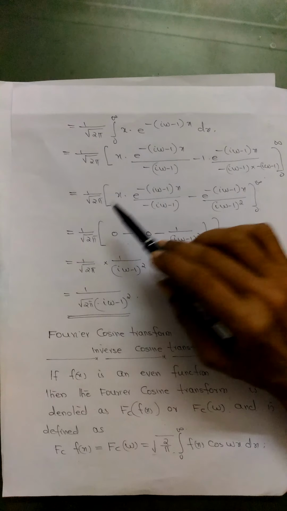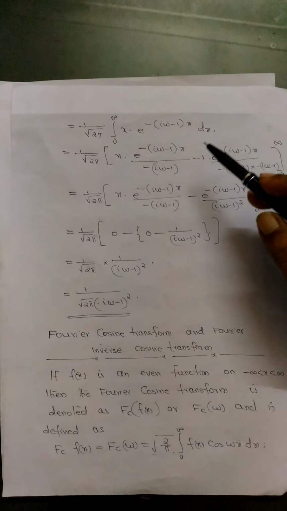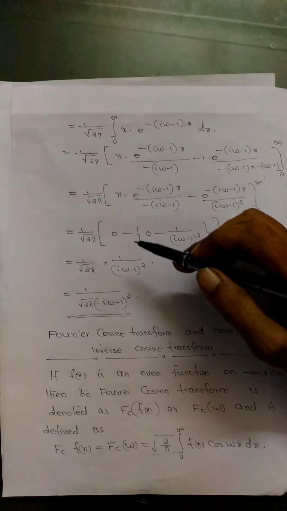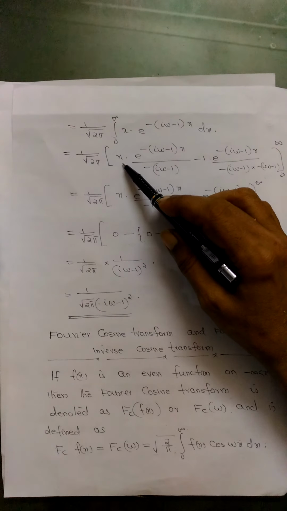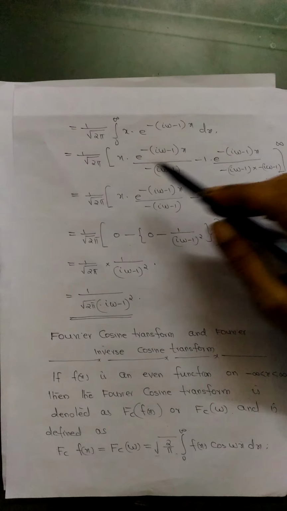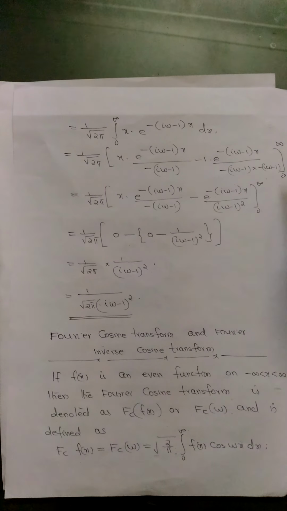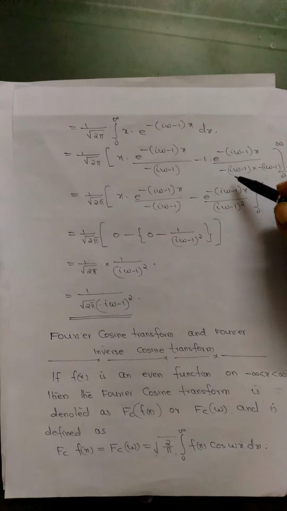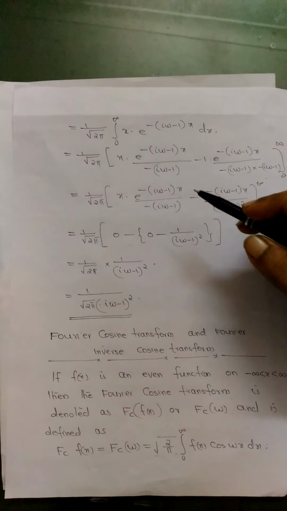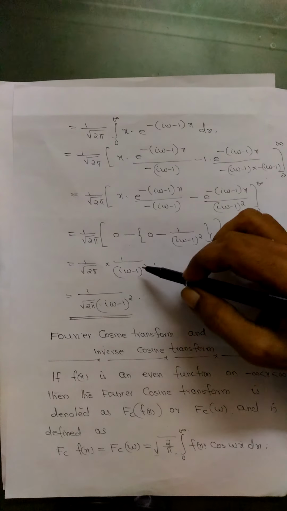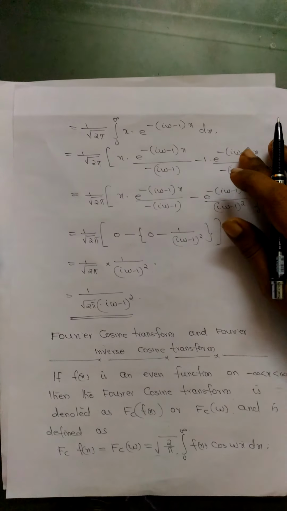So that is equal to 1 by root 2 pi, and we apply the upper limit infinity, then we get e raised to minus infinity, and we know the value of e raised to minus infinity is 0. So the first term becomes 0. Then minus, we apply the lower limit; the first term contains x, so applying the lower limit 0, this becomes 0. Then minus 1 by e raised to minus 0 is 1, by minus i omega minus 1 whole square. So that is equal to 1 by root 2 pi into 1 by i omega minus 1 whole square. So this is equal to 1 divided by root 2 pi into i omega minus 1 whole square.